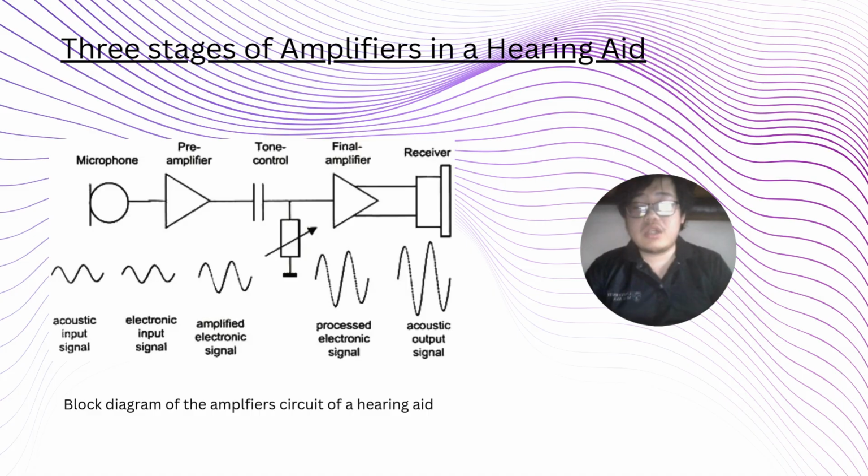The third stage is the tone control. It boosts higher frequency and attenuates the lower one, filtering the sound for the output. The fourth stage is the output amplifier. It greatly increases the current capability so that it can allow the receiver to produce a clearer sound.